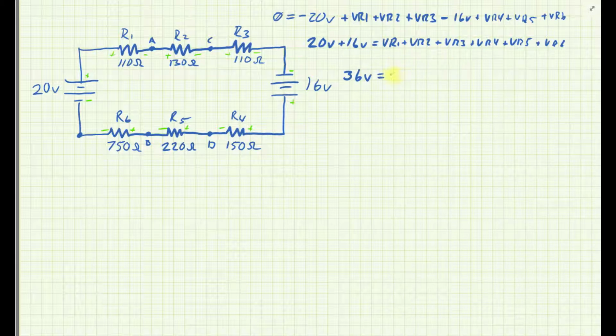Okay, VR1 plus, this is going to be redundant, but let's just do it, plus VR3 plus VR4 plus VR5 plus VR6. Now, some of you might already have done it or have been thinking about doing this.